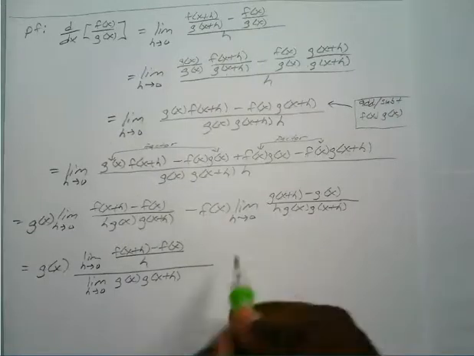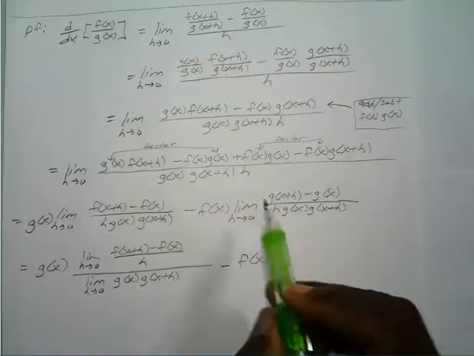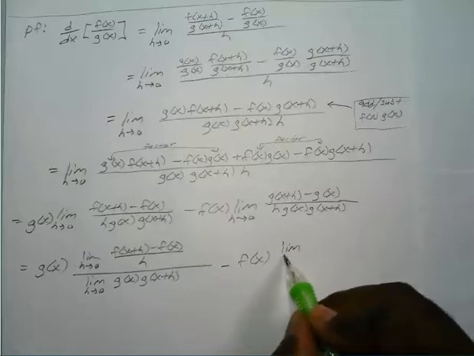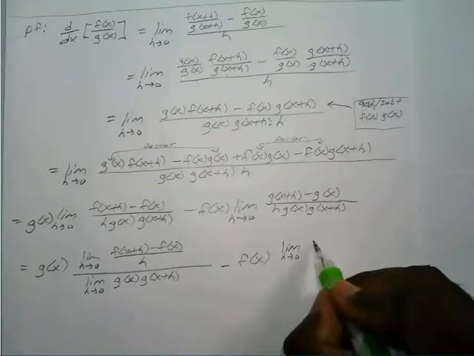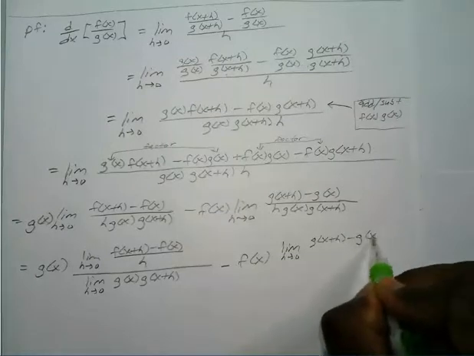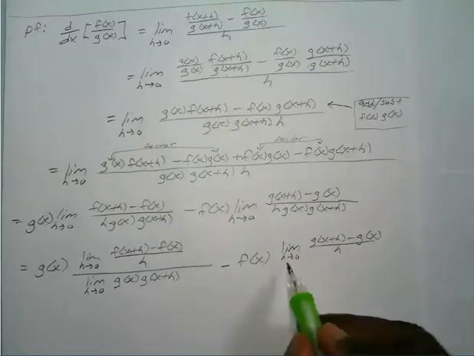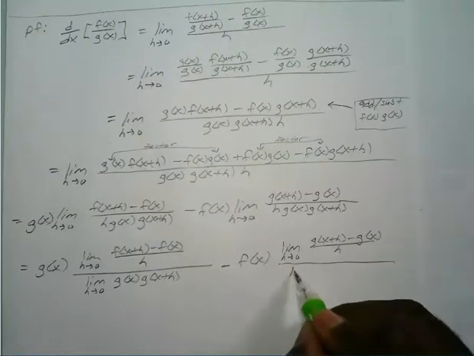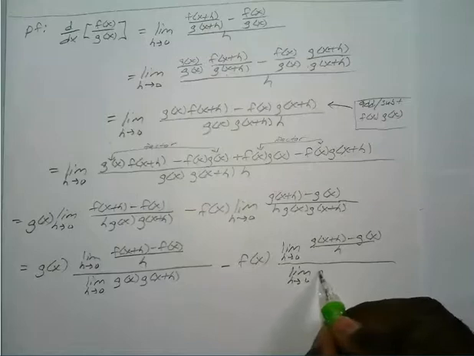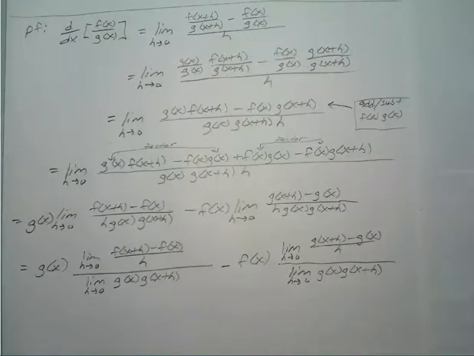Okay, so we're going to do the same thing here. So minus f of x, we're going to take the limit of the numerator. So you have the limit as h approaches 0, g of x plus h minus g of x. We're going to bring that h right up top, all over h, divided by the limit as h approaches 0 of g of x times g of x plus h.